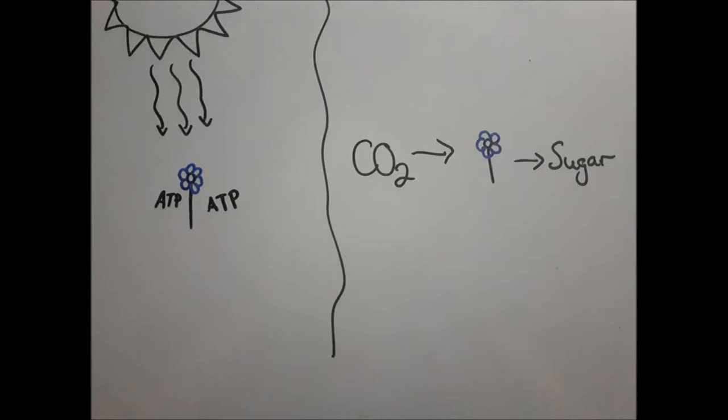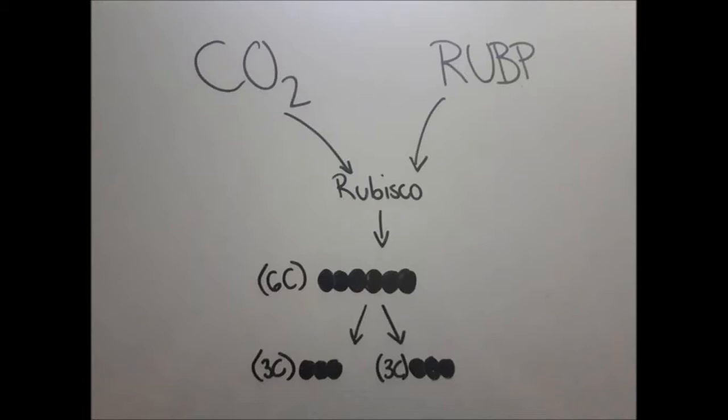The first stores energy from the sun in the form of ATP, and the second, which is also known as the Calvin cycle, forms sugar by capturing carbon. To start off the Calvin cycle, we need two things: CO2 and ribulose biphosphate, or RUBP for short. These are bonded together by an enzyme called rubisco.